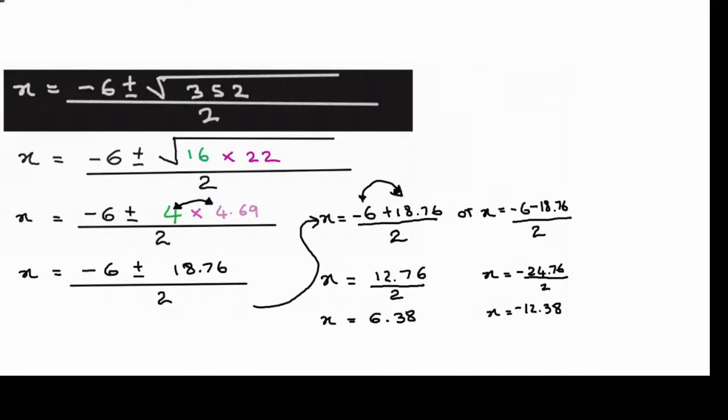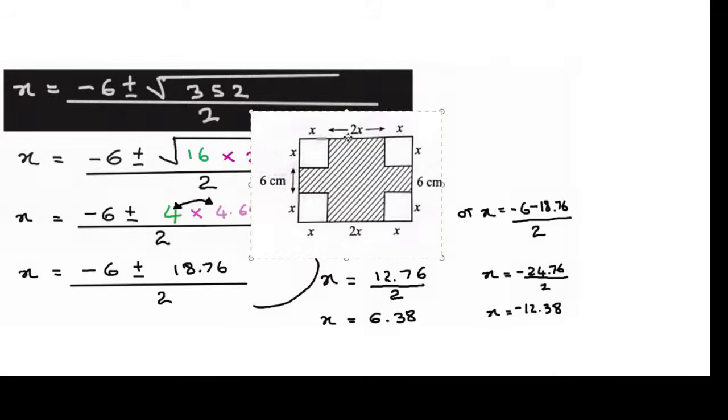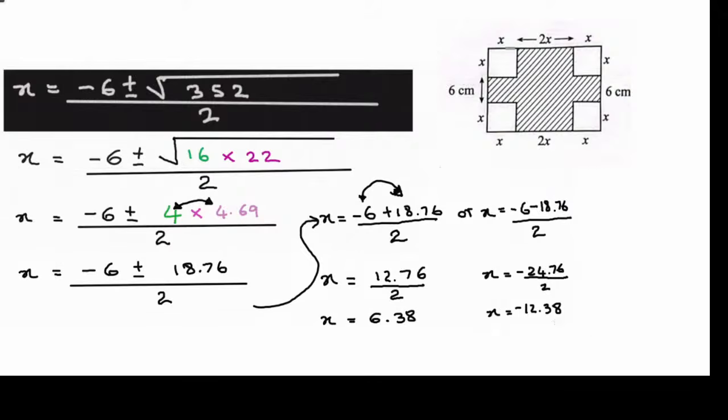Why are we excluding that? Because here x represents a length. How do we know that? Look at the picture. Here, what is x? x is the length of a side of a square. Can the length of a side of a square take a negative value? No, it cannot. All lengths always take positive values.